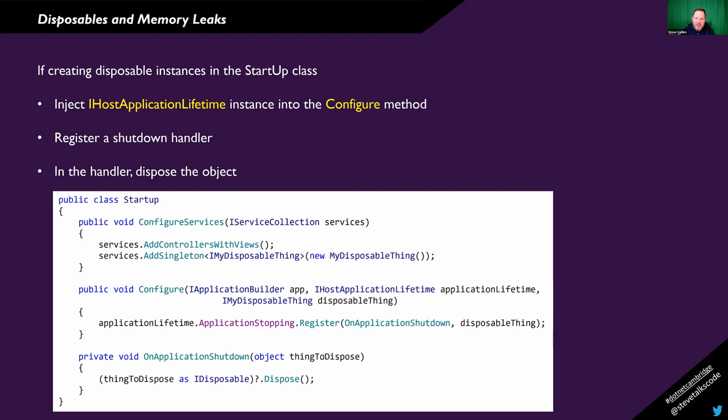Behind the scenes, there's an interface that is automatically registered by the host called IHostApplicationLifetime. This can be injected into the Configure method by adding it to the parameter list. Here you can register a handler for the application shutdown, which is passed the object that you want to dispose of. Now that's fine if you've just got the one object, but it does get a bit messy if you've got lots of them because you have to go and extend that method signature with all of them.